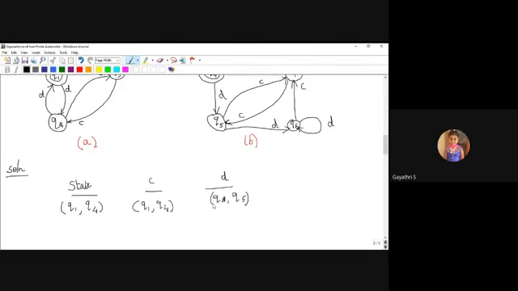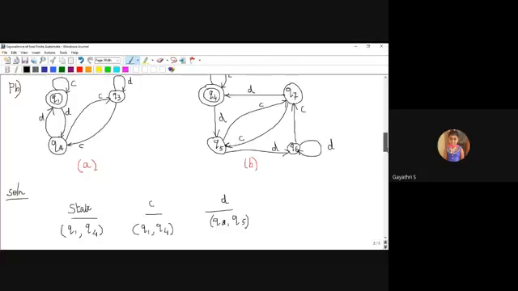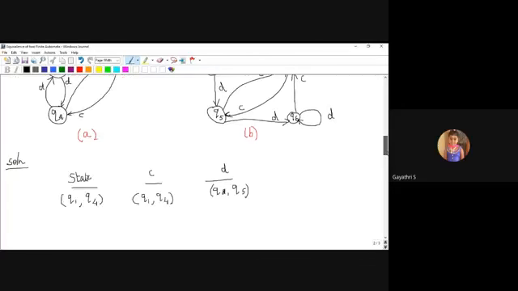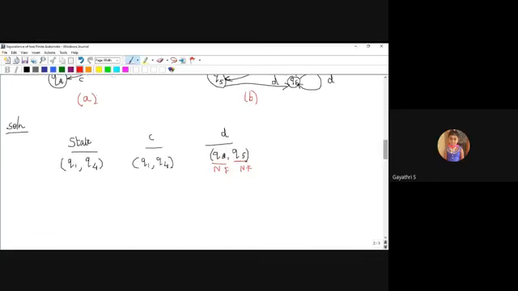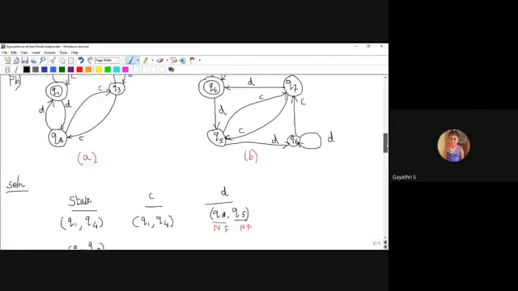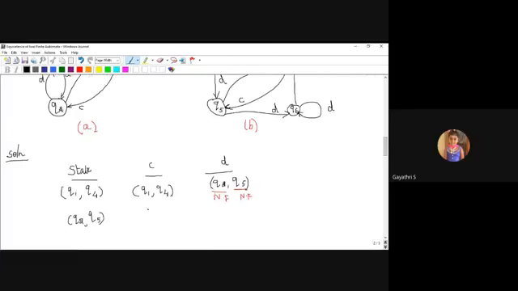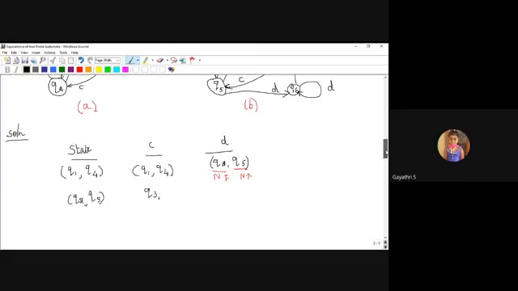I'm going to check whether this is valid or not. Q2 is non-final, and Q5 is also non-final. Both are non-final, so it is a valid pair. So I can proceed. I write the new pair on the left side: Q2, Q5. Then Q2 on C moves to Q3. Next, Q5 on C moves to Q7.